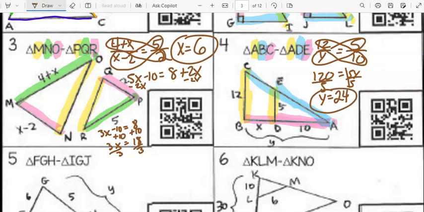And then now let's use that to find x. We know that x plus 10 equals y. And we know that y is 24. Subtract 10 from each side. x equals 14.